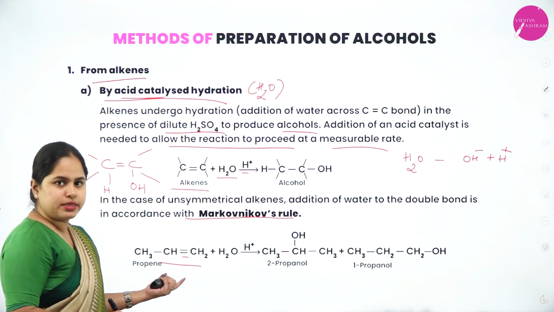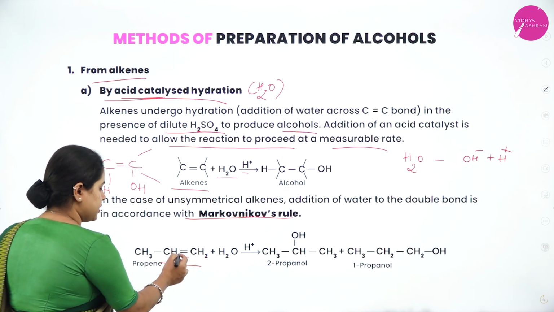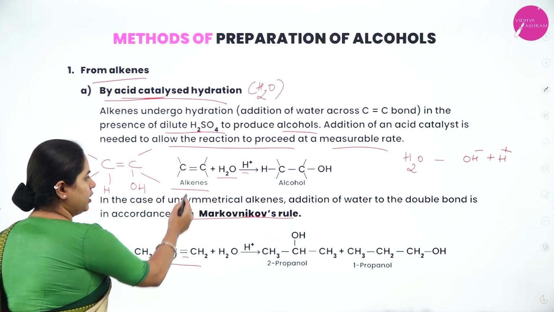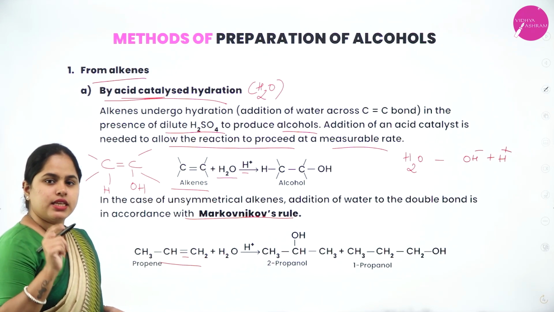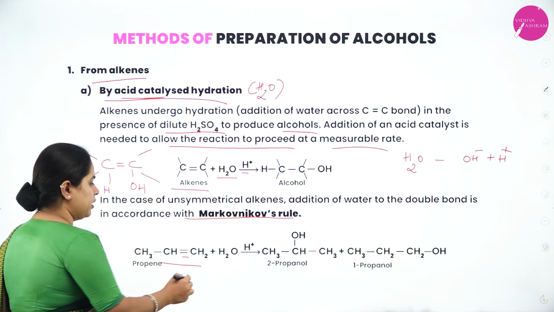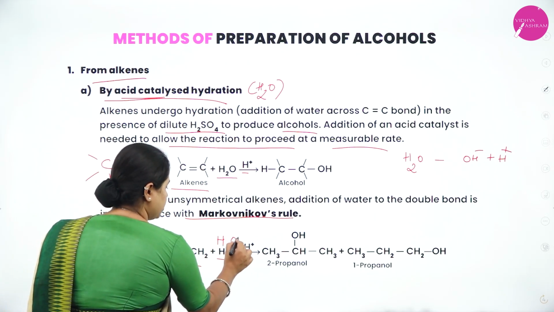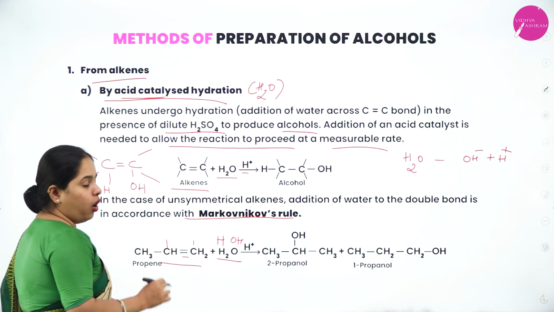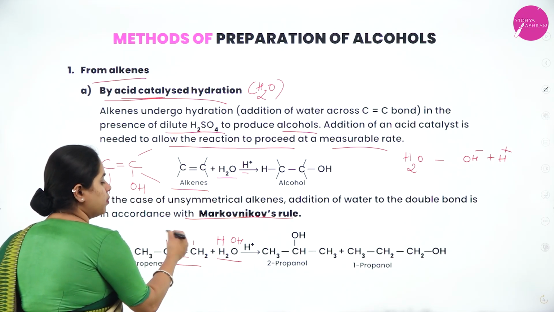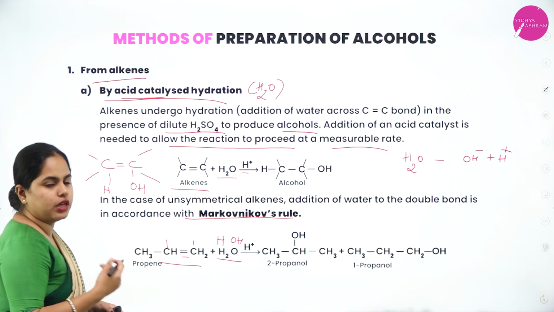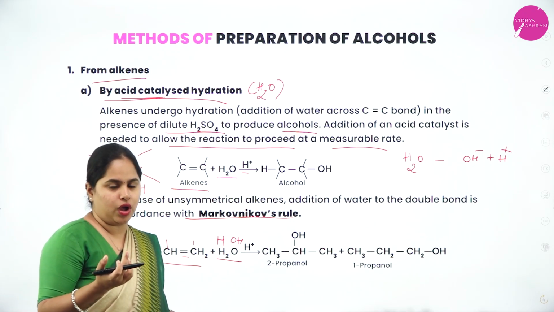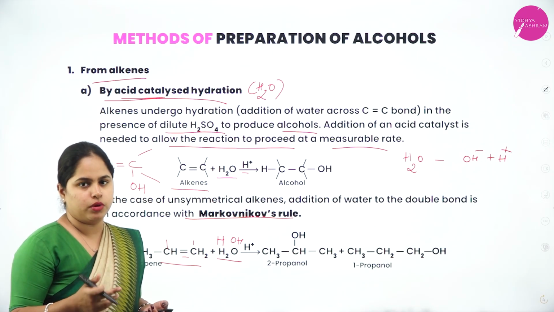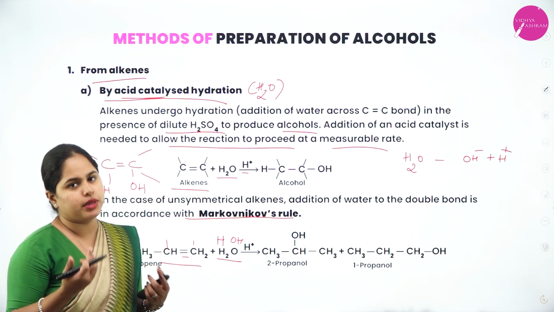So this is an unsymmetrical alkene, right? The double bond is present here, and you have a CH3 group here. So it is an unsymmetrical alkene, not like the earlier one. In this case, there are 2 possibilities. H and OH will be there. Either the H can attach here and the OH can attach here, or else the OH can attach to this carbon and the H can attach to this carbon. So how will we decide which is going to happen and which will be the major product? Both products will be formed, but one will be the major product and one will be the minor product.